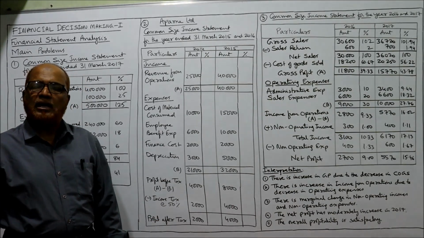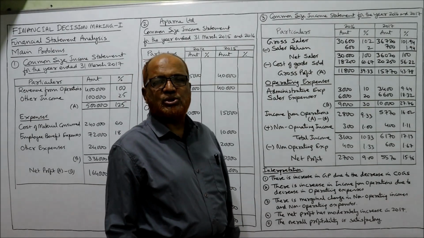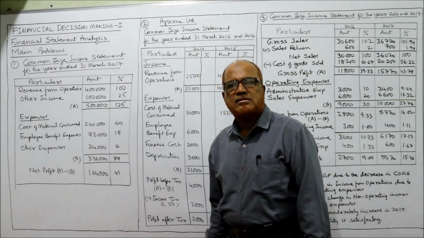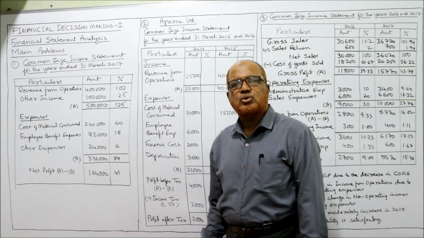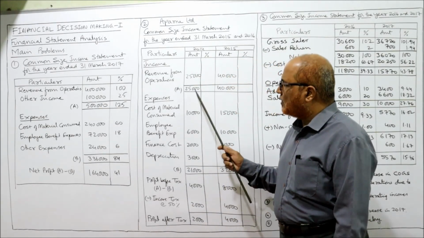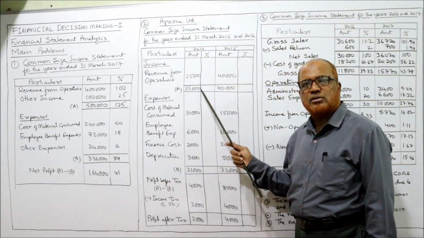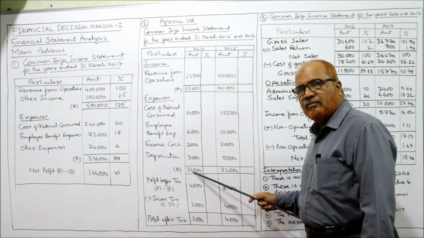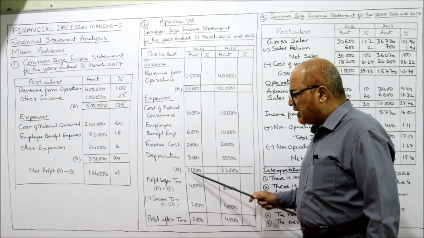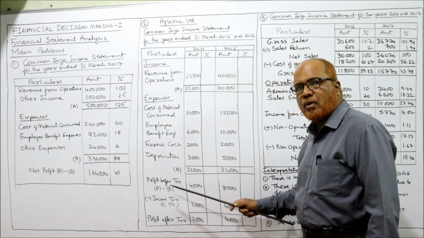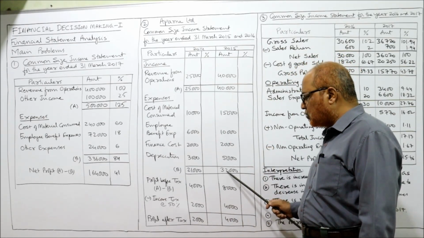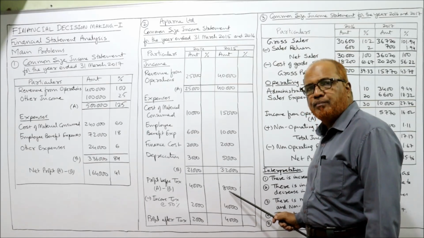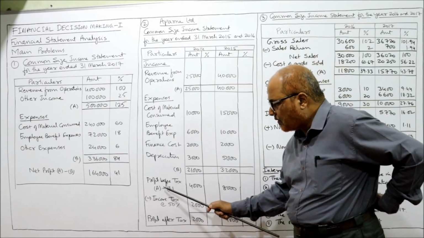That's it. Now, income from operations, that means profit before tax. Profit before tax is total of income minus total of expenses. How much is the total of income here? 25,000. Total of expenses 21,000. So 25 minus 21 is 4,000 profit before tax. Similarly 40,000 minus 32,000, 8,000 is the profit before tax.